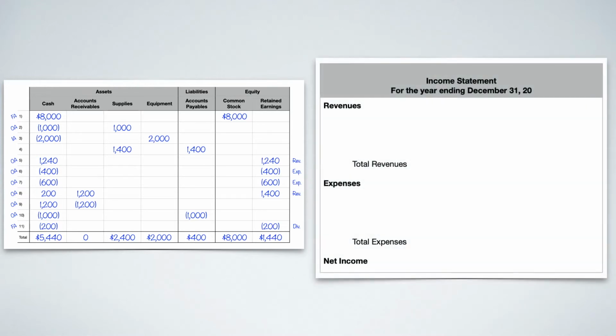Here is my template for my income statement. You can write this out or print one out if you'd like. First, I'm going to start by adding the name of my company to the top. So this is Alpha Company. This is the income statement, and this is for the year ending December 31st of 20 something. I'm just going to put XX there as a placeholder.